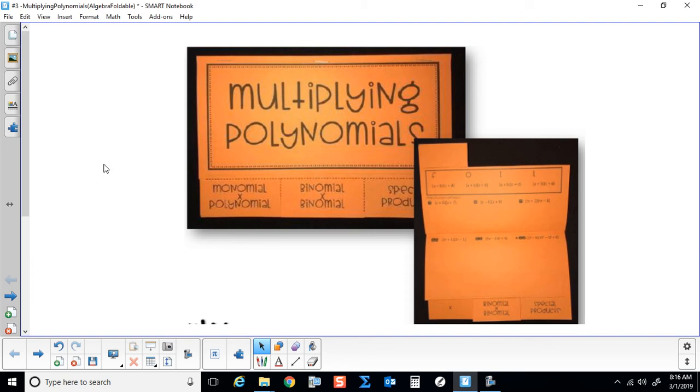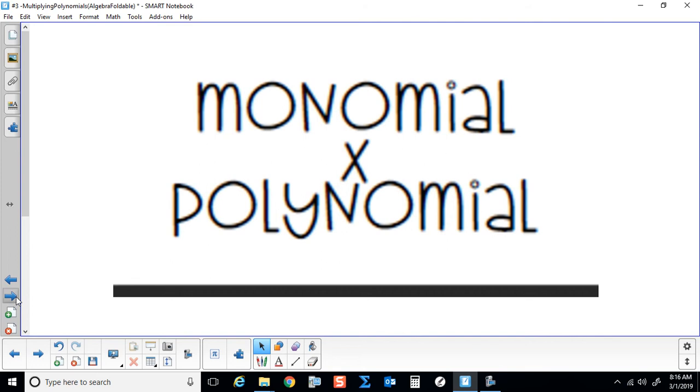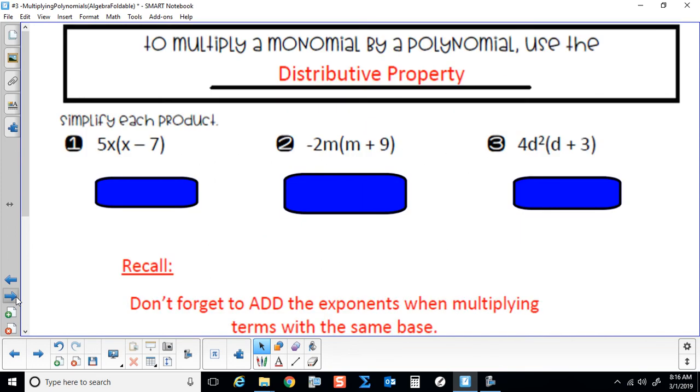Today we'll be multiplying polynomials. We'll first multiply a monomial times a polynomial, then a binomial times a binomial, and then we'll look at multiplying special products and looking at the pattern. To begin with, we'll start with monomial times a polynomial.